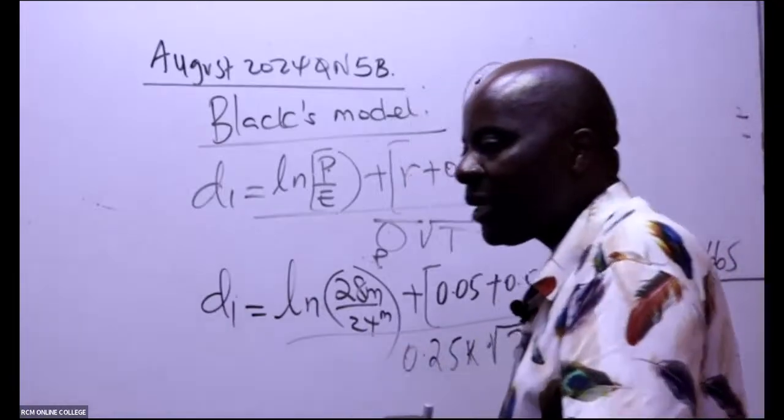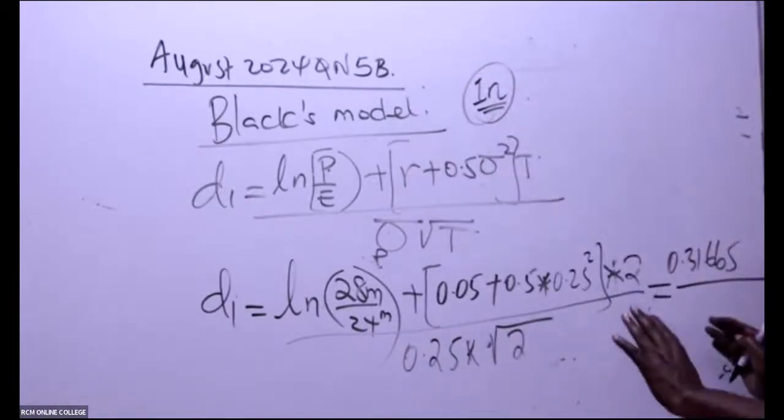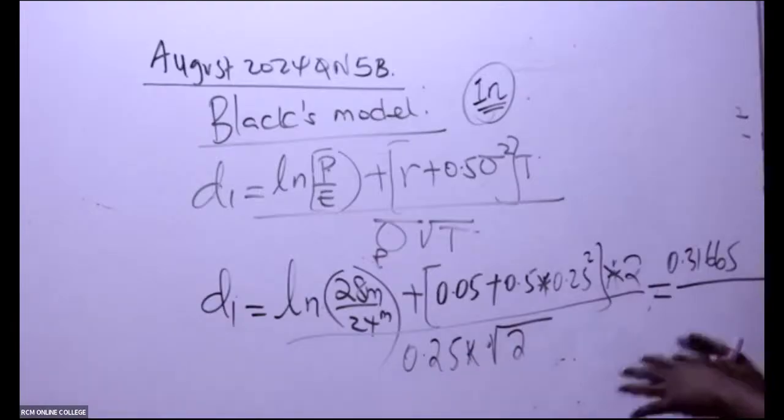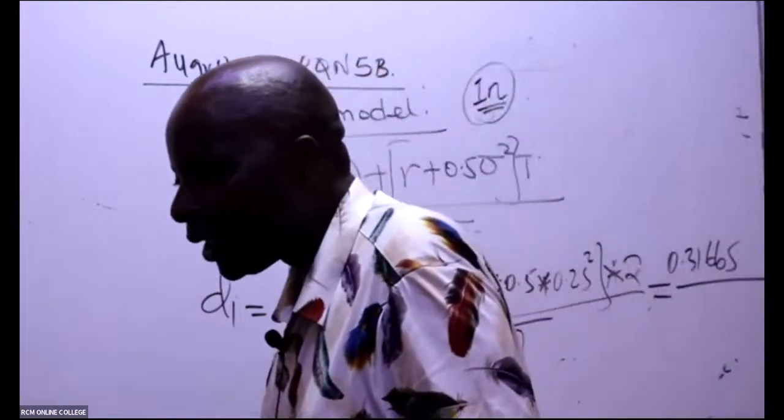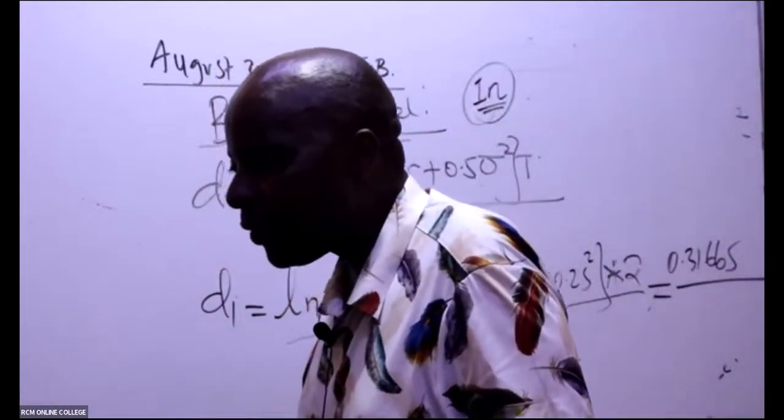How about the denominator? Are you able to give me the denominator value? 0.25 times root 2. What are we able to get there? 0.35355.